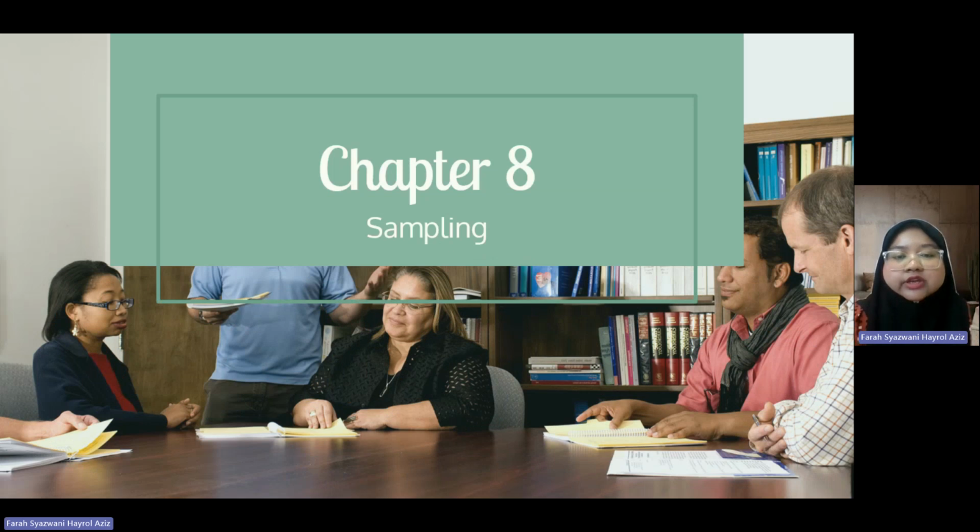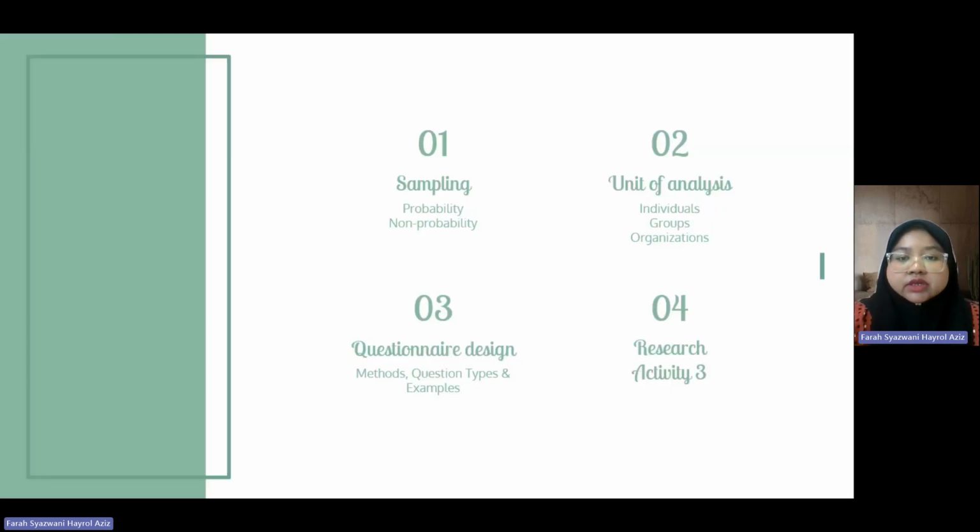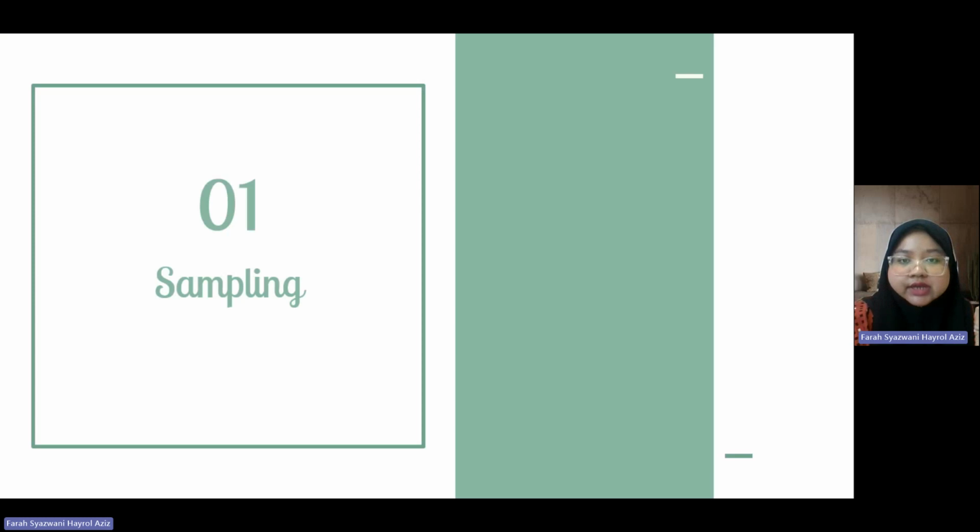Welcome to Chapter 8 on sampling. In this chapter, we'll be looking at sampling methods, which are probability and non-probability, and ending with unit of analysis.